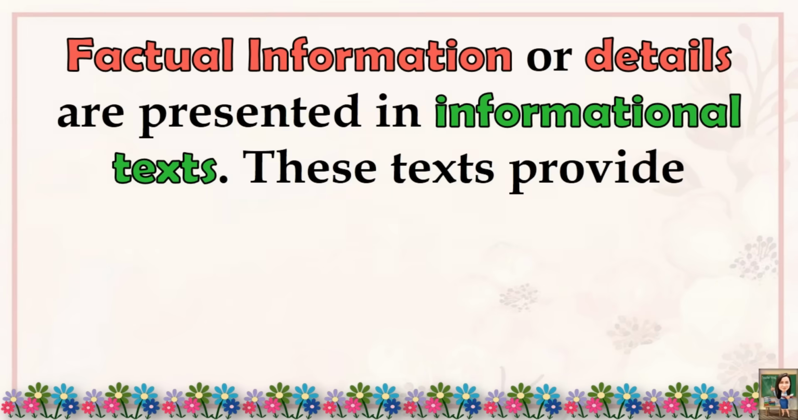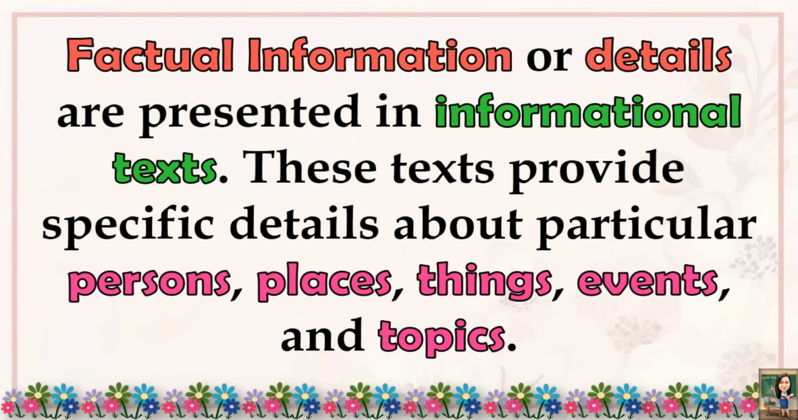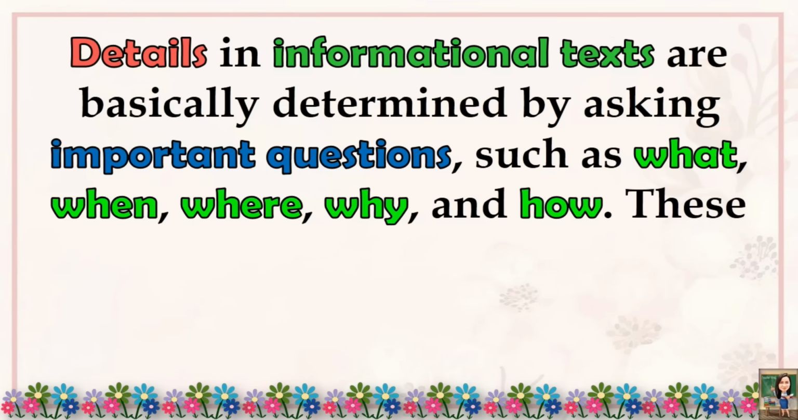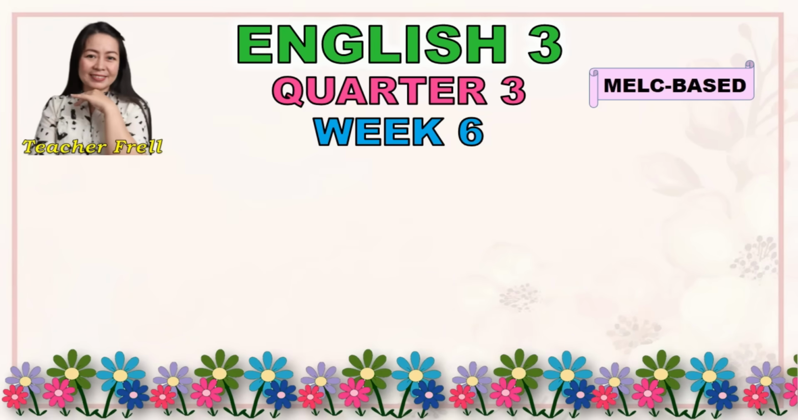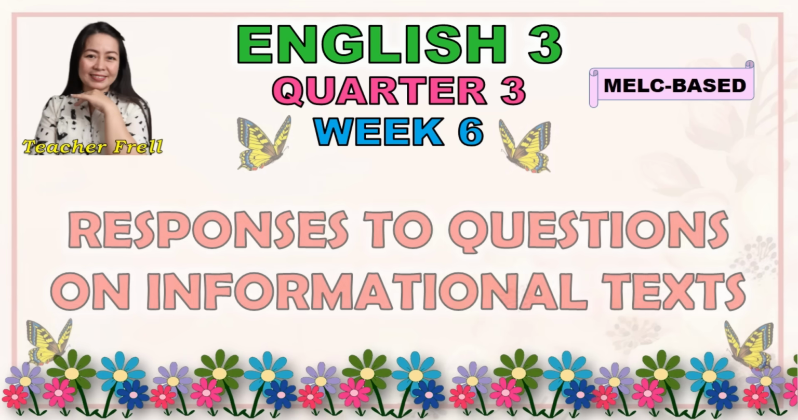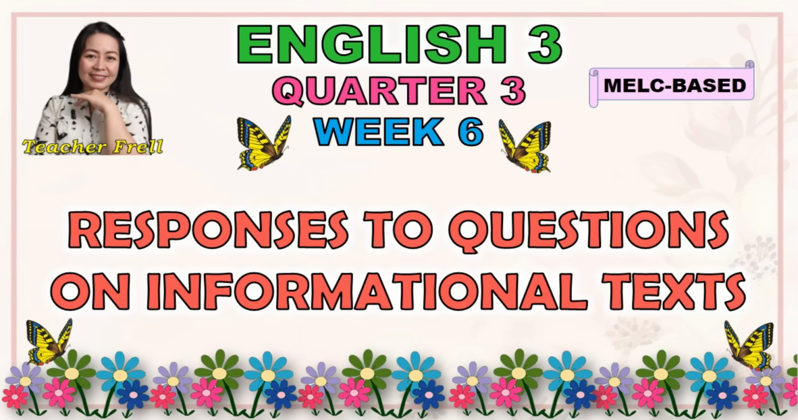Factual information or details are presented in informational texts. These texts provide specific details about particular persons, places, things, events, and topics. Details in informational texts are basically determined by asking important questions, such as what, when, where, why, and how. These questions serve as a guide in getting the factual details about a given selection or text. Kids, have you learned a lot from this lesson? Very good! So again, the topic that we have discussed today is about responses to questions on informational text.